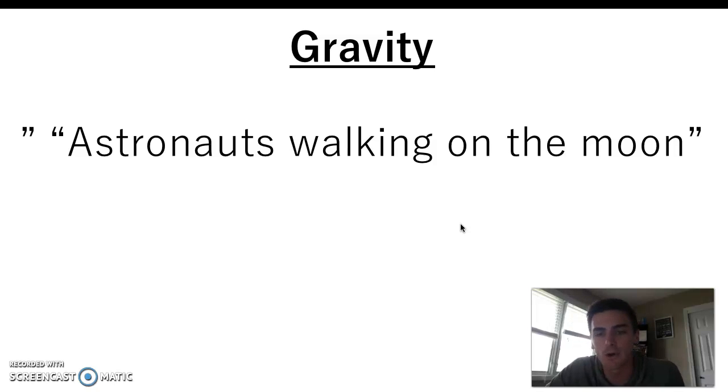You all know a little bit about gravity, and one of the examples I'll attach is the astronauts walking on the moon and just how different that looks and how much slower they come down. That is not because the astronauts are different. They're the exact same humans they are on Earth. What's different up there is the force of gravity.